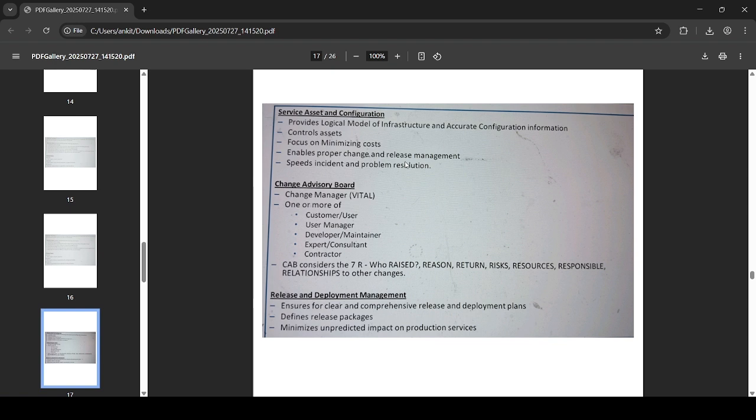Next is the change advisory board. The change advisory board is basically necessary for a normal change and for the emergency change.